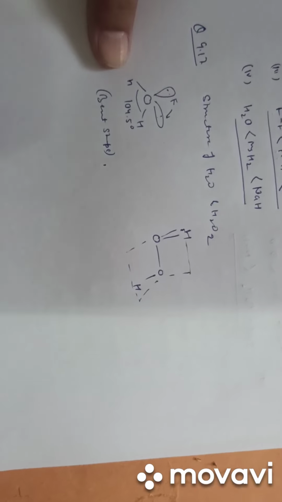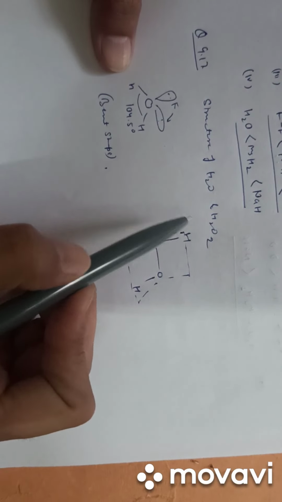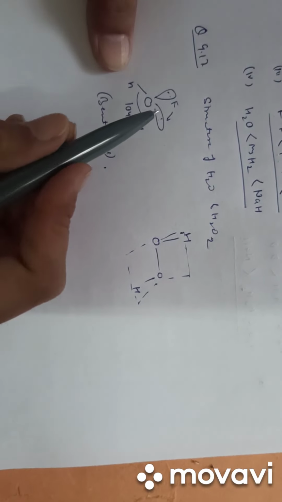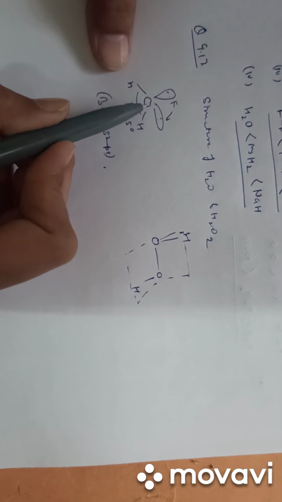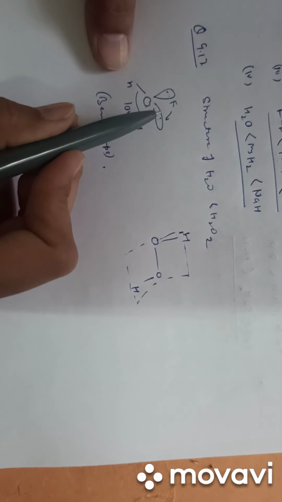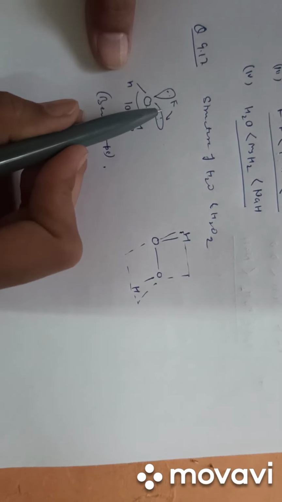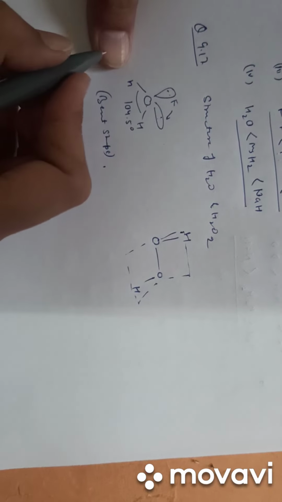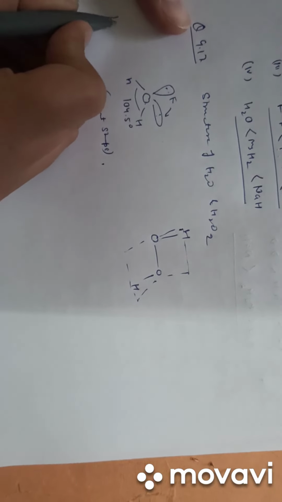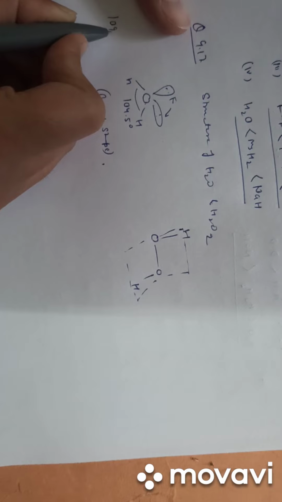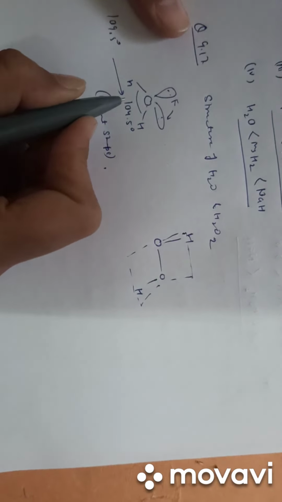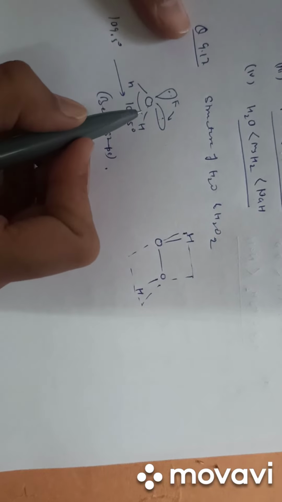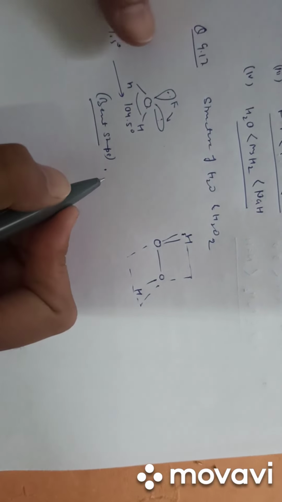Structure of water and H2O2. Water bears oxygen, which is sp3 hybridized, and due to the stronger lone pair repulsion, its bond angle decreases from 109.5 degree to 104.5 degree, and water forms a bent shape as I have shown here.